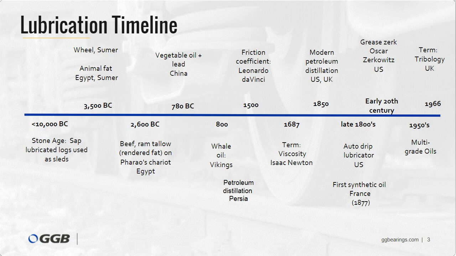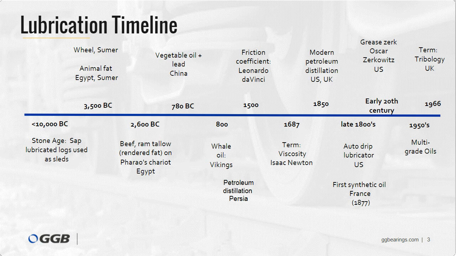Then we jump all the way up to about 800 AD, where the Vikings were using whale oil to lubricate things like their rudders and the mechanisms on their sailing ships. Around about the same time, and this is a pretty important one, in Persia, they learned to do petroleum distillation. That is, they could fractionate petroleum and get out of it what they wanted. Later, that's going to become a very big deal for us. But around 1500 AD, Leonardo da Vinci, who was probably the first tribologist, identified something called the friction coefficient, which we use today very frequently and very often.